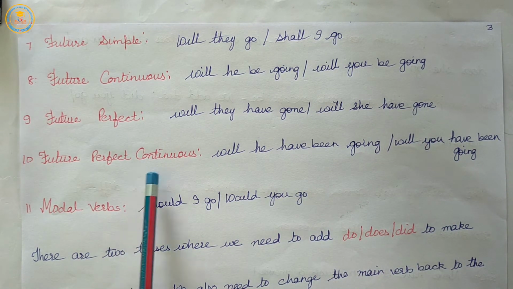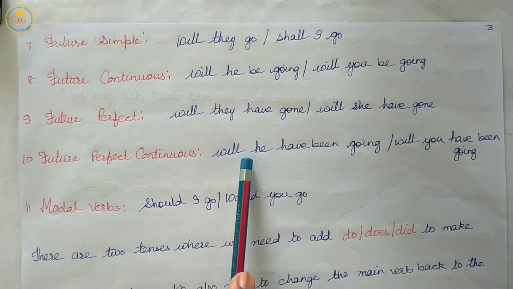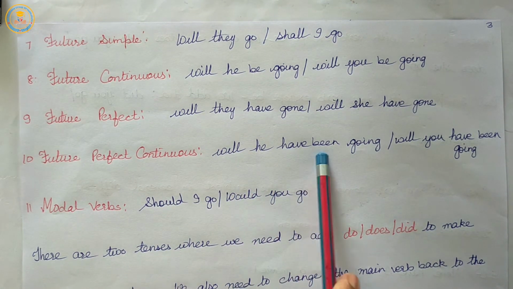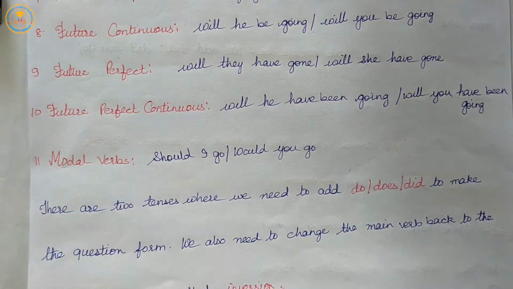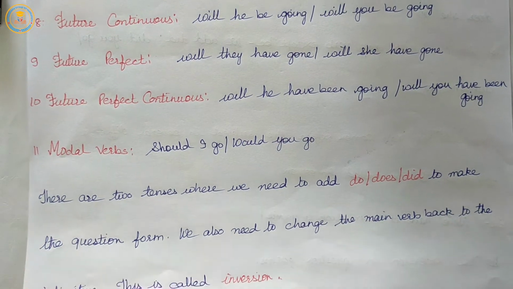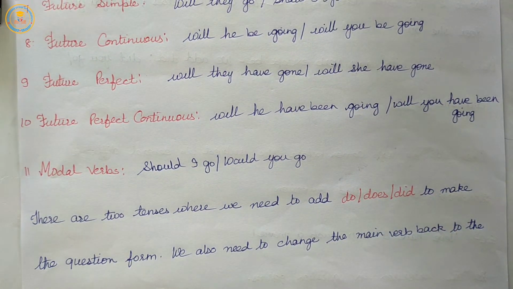Future perfect continuous: will he have been going? Will you have been going? And with modal auxiliaries, modal verbs: should I go? Would you go? So, inversion means putting the verb before the subject.